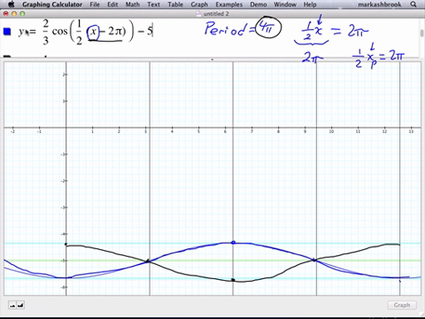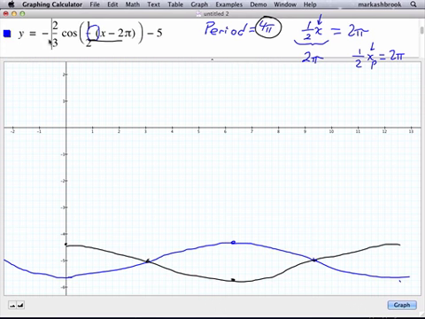Questions on graphing before I answer his question? Question on graphing this one. Got all the parts and pieces, lots going on here. Okay, so he asked about what if we took this whole term here, the cosine term, and made it negative. So what will that do?